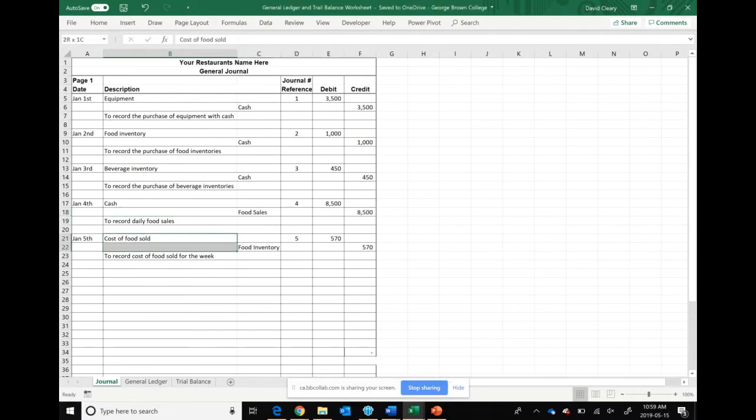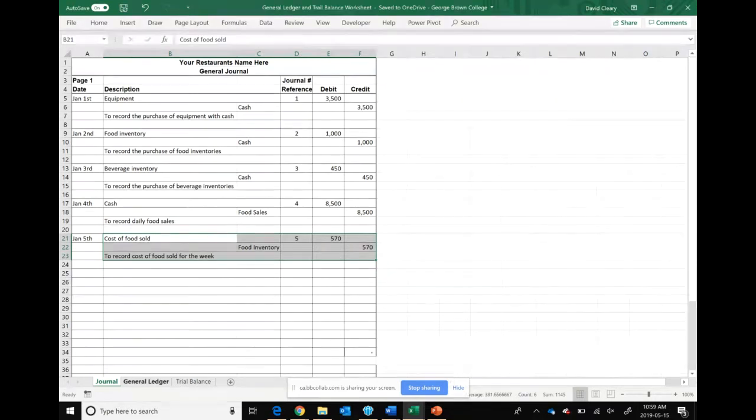The next and final one is to record the cost of goods sold for the week. So this is the value of food that you don't have anymore because you sold it to guests to produce food sales or revenue. So this happened on the 5th. It is transaction reference number 5, and the cost of food sold was debited by $570. Again, cost of food sold is an expense.